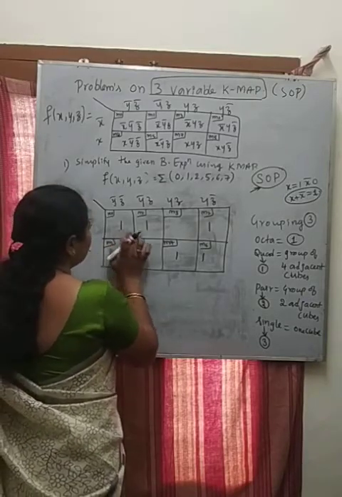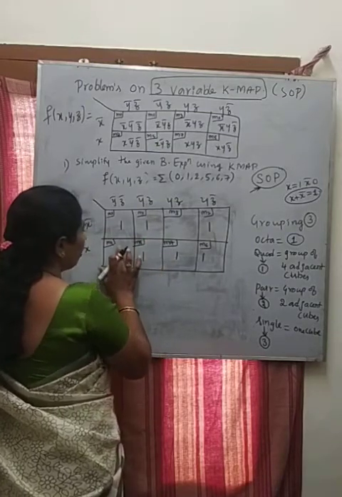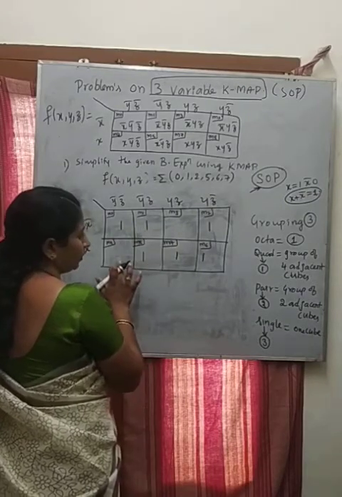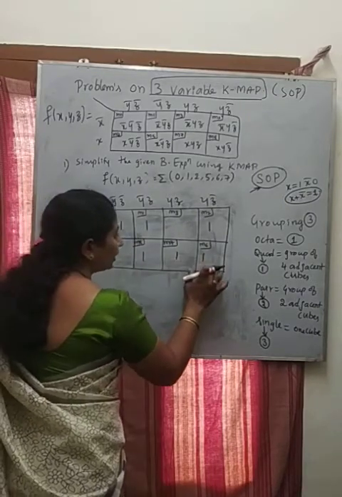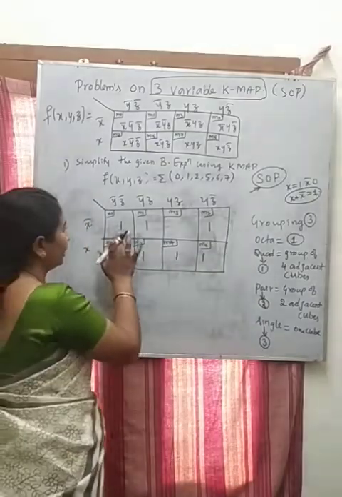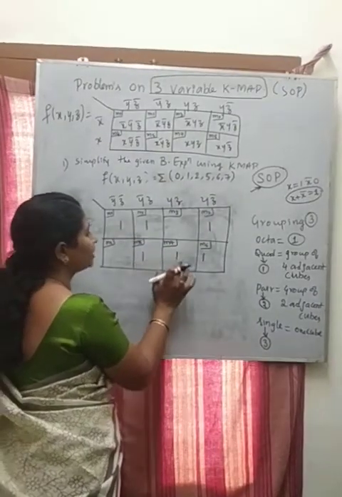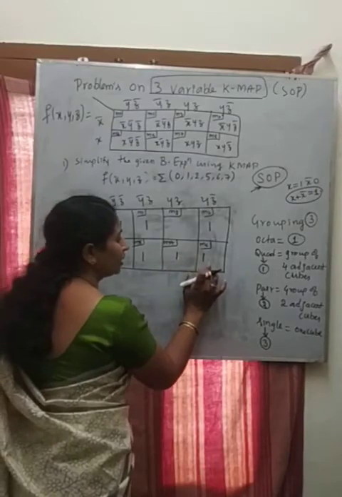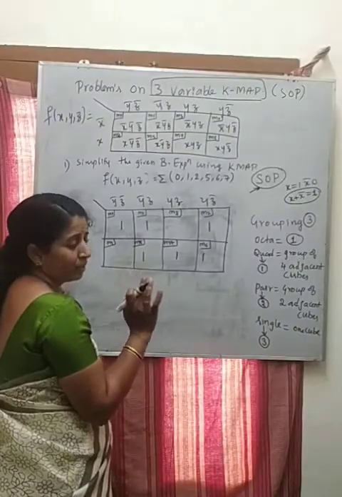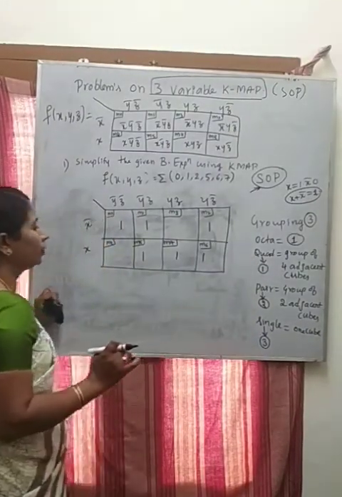See here, these two are adjacent. These two are adjacent. But there is no adjacent for this side. If it is there, then I can do the quad. And I can do the quad like this also. But here, adjacent M4 is not there. M0 is adjacent to M1. M1 is adjacent to M5. M5 is adjacent to M7. M7 is adjacent to M6. But it is not 4 adjacents. If it is 4 adjacents, then I can write the quad. Then how can I do here?